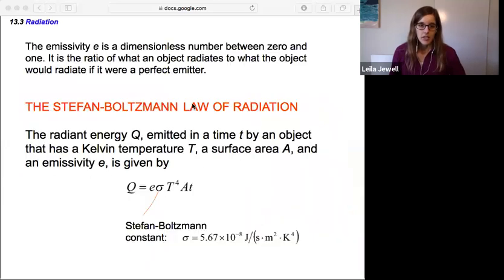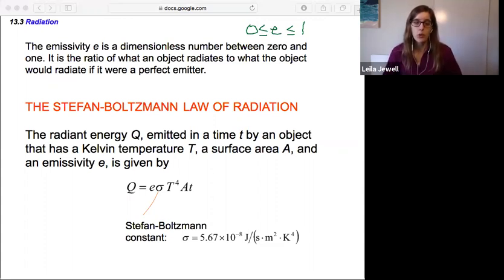The emissivity is something we abbreviate as E. It's a dimensionless number between 0 and 1. So starting at 0, then E, and always less than or equal to 1. It's the ratio of what an object radiates to what the object would radiate if it was a perfect emitter.